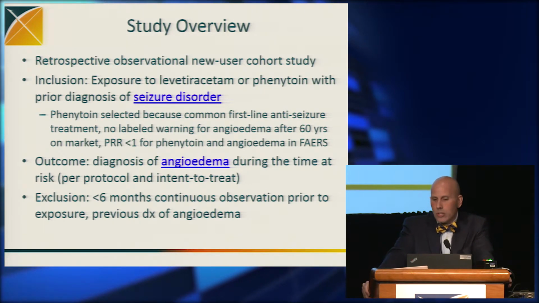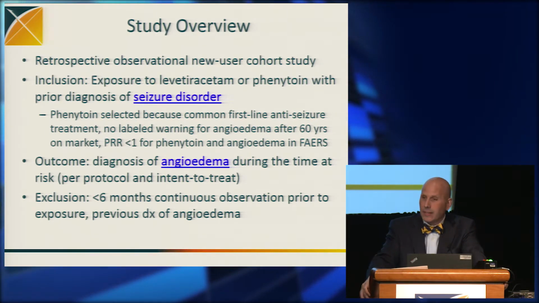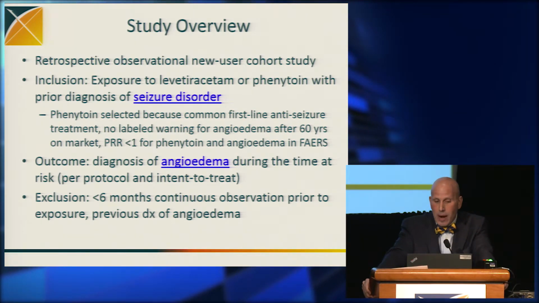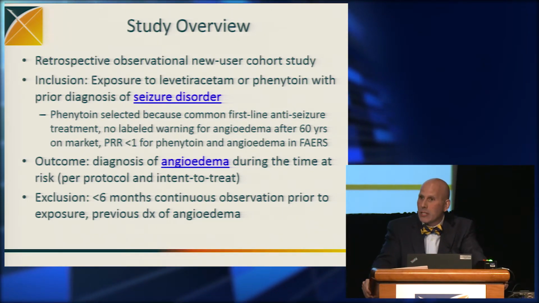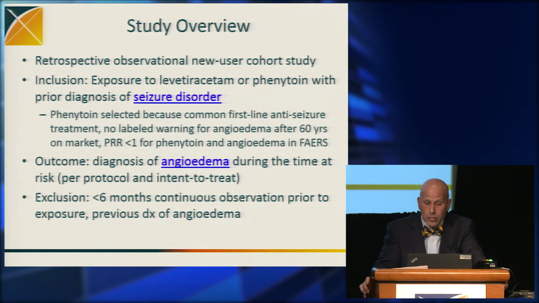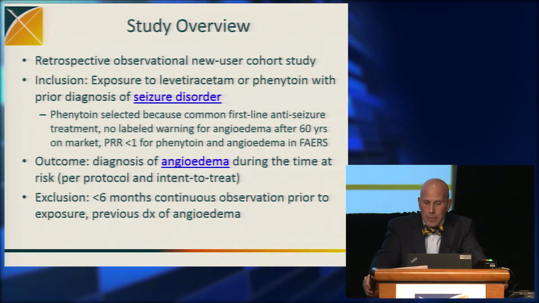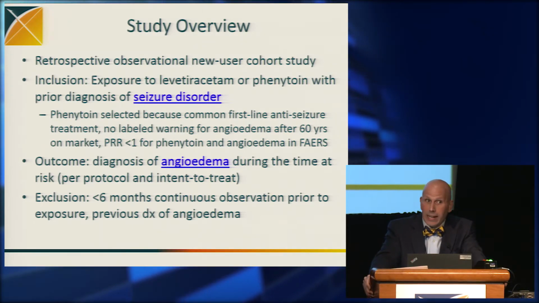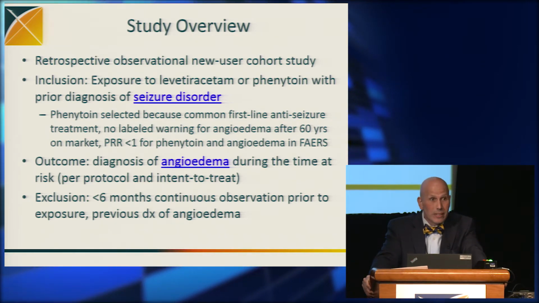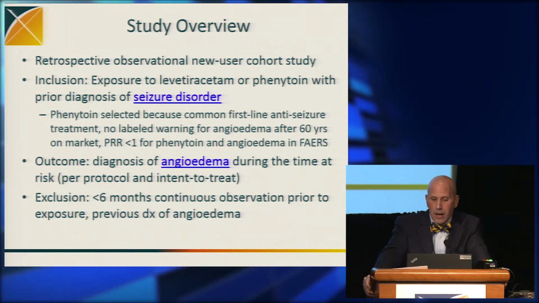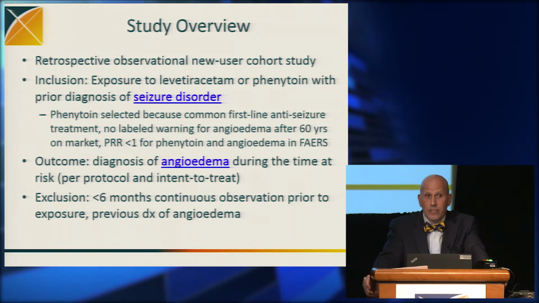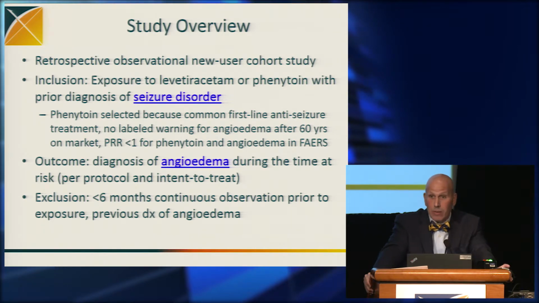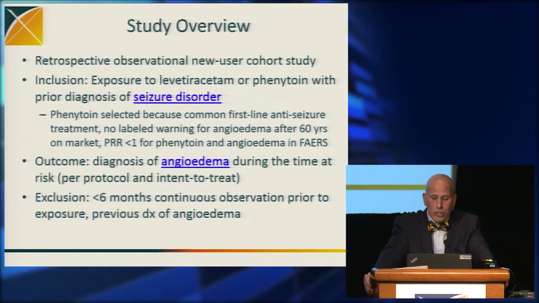So the study was a retrospective new user cohort design study. The patients in our treatment group were patients who were exposed to levetiracetam and had a prior diagnosis of seizure, and the control group were patients who'd been exposed to phenytoin with a prior diagnosis of seizure. We selected phenytoin as a control because it's a common first-line anti-seizure drug. It was number 3 on that list that you saw before. It's had no labeled warning for angioedema after 60 years on the market. Proportional reporting ratio of less than 1 for phenytoin and angioedema in FAERS, the adverse event reporting system. So the numbers say that after 60 years, angioedema hasn't been raised as a real concern with phenytoin, so we chose it as our control.